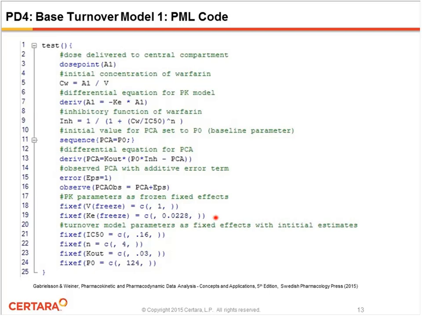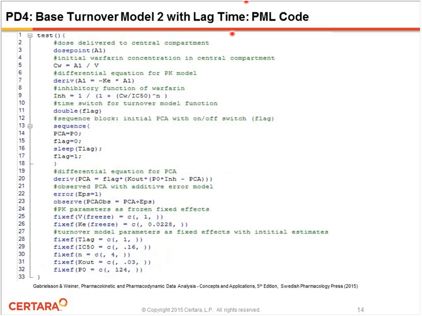And then lastly, the fitted parameters for the turnover model are expressed as fixed effects with initial estimates. So these are fixed effects. We have IC50, gamma, K out, and P0. Okay, so this is the first model that we will fit. There's a second model where we will introduce a lag time. So the lag time accounts for the lag in the onset.